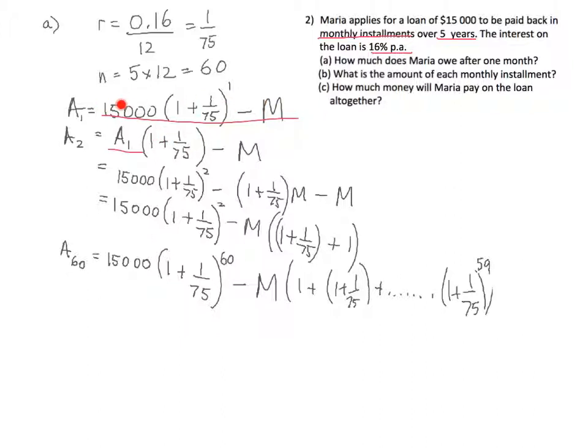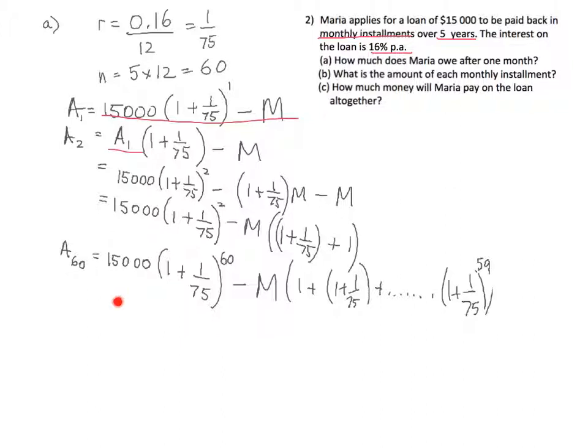So when we multiply this term by 1 plus 1 on 75, you can see we get the squared there. When we multiply m by this term, you can see we get that term. And then the minus m stays on the end. Then the next step that I've done is I've just factorised m out of these two terms, and then you can start to see a pattern that's emerging.